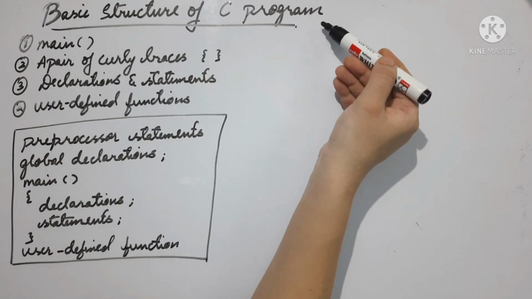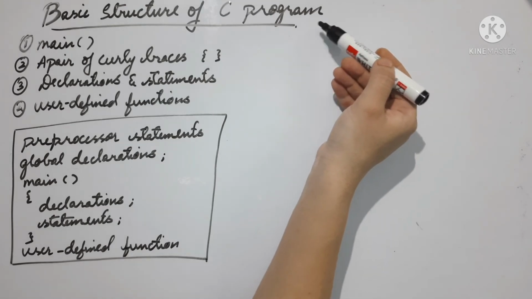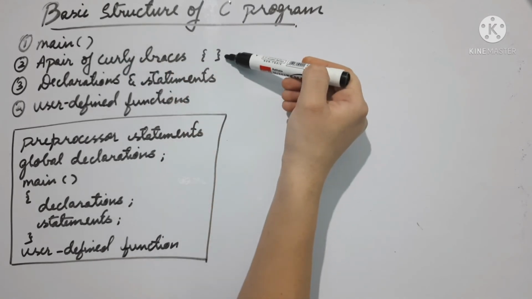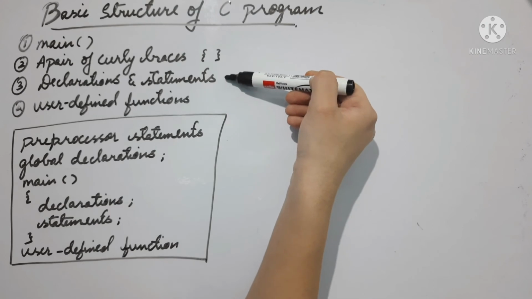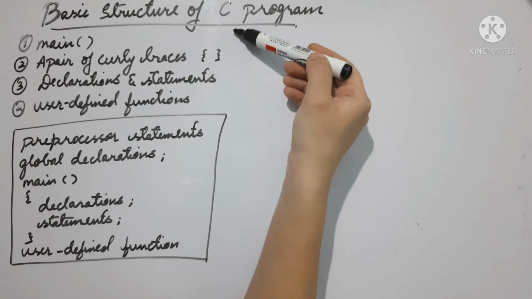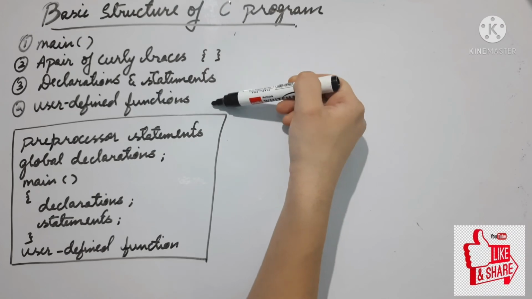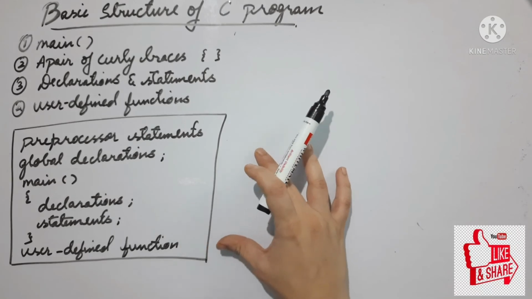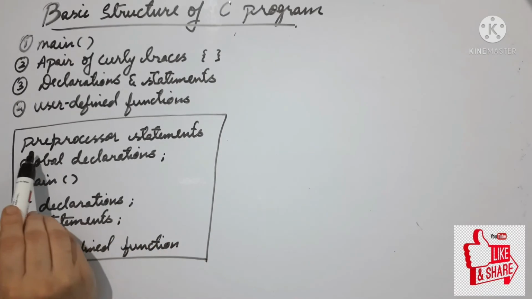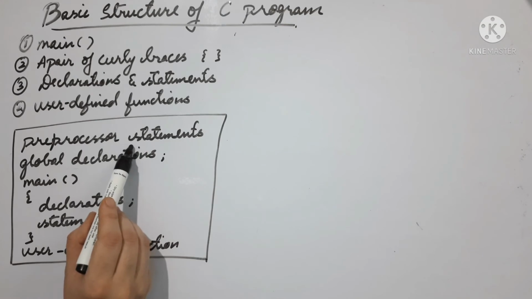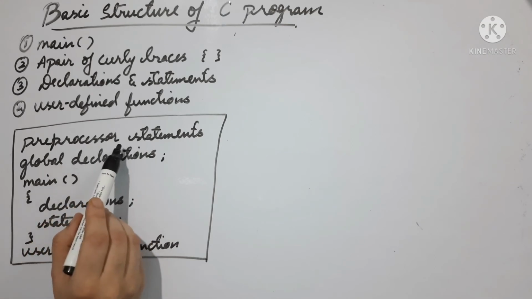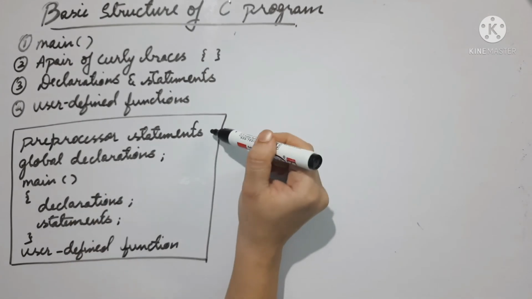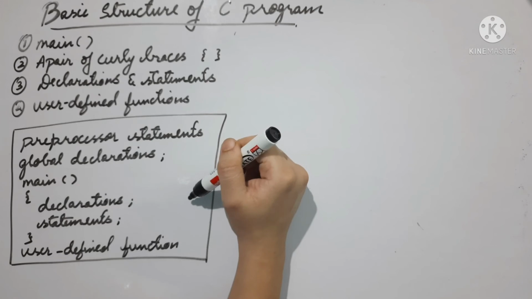Now in a C program, we will have 4 important components. First comes the main function, a pair of curly braces, declarations and statements, and user defined functions. Let us see how the syntax is followed for these components. Here, as you can see in this main box, this is a small syntax of a C program. Here, the first thing you will have is preprocessor statements. Preprocessor statements means what? You will require certain files, library files, to be included in your program.